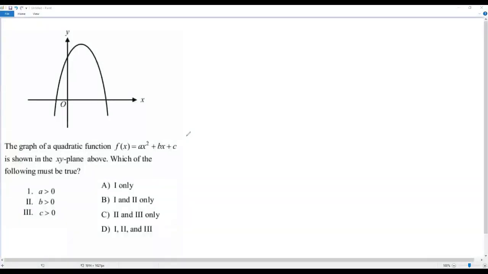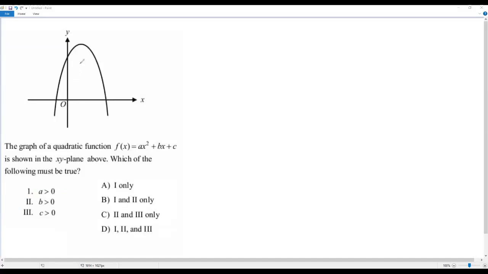Here we have a SAT math problem. Okay, let's go to the question. The graph of a quadratic function f of x equals ax squared plus bx plus c is shown in the xy plane above. Which of the following must be true? Here we have three statements and we have to find whether only one statement is true, or two statements are true, or all three statements are true.